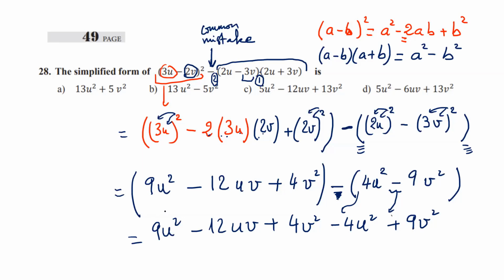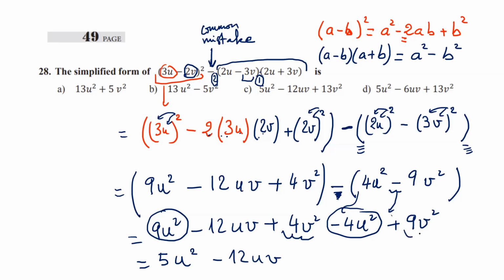Finally, like terms: u squared and u squared, 9 minus 4, that means 5. uv, I have only this. And v squared, I have 4 and 9, that means 13. So what is the correct answer? It's answer C.